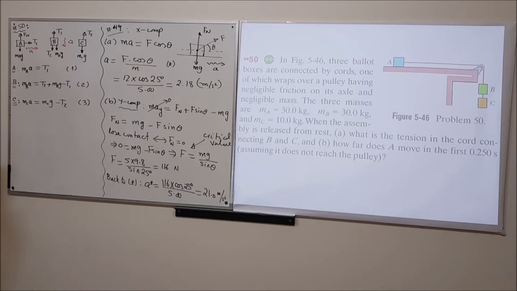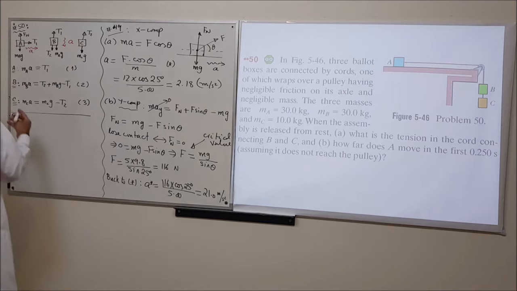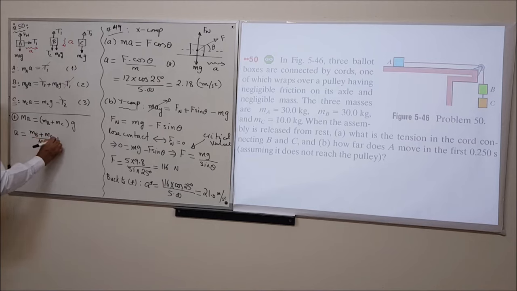Now, you can deal with this in any way you like. The easiest way for me is to add the 3 equations. If I add them, you can see that T1 will cancel T1, T2 will cancel T2. Just add mAA, mBA, mCA. So I add the masses. Let me say that the total mass of all 3 boxes, I will call it capital M. Capital M times A is equal to, what is left? These 2, which will be (mB plus mC) times G. And therefore, the acceleration is equal to (mB plus mC) over capital M multiplied by G.